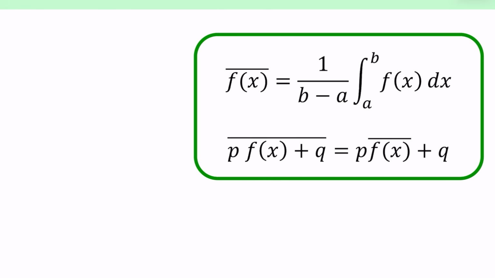Something that does get touched on, and this just makes sense with how averages work: if I wanted to find the average of a function that has been scaled by p and we've added q onto it, you just take the average of the previous function, scale it by p, and add q onto it. It behaves exactly how we would expect. So the theory of mean value of a function is very straightforward.